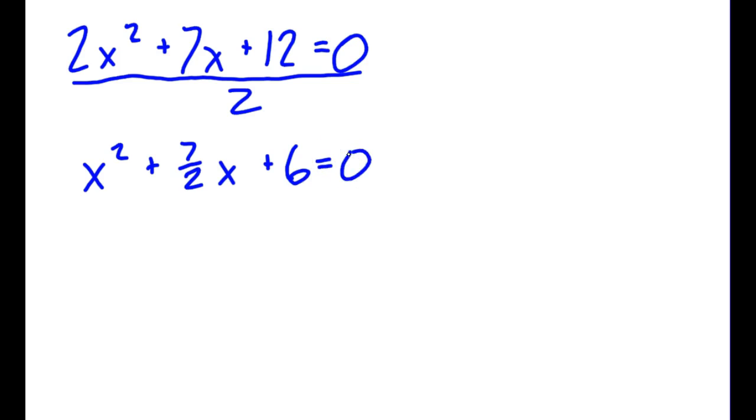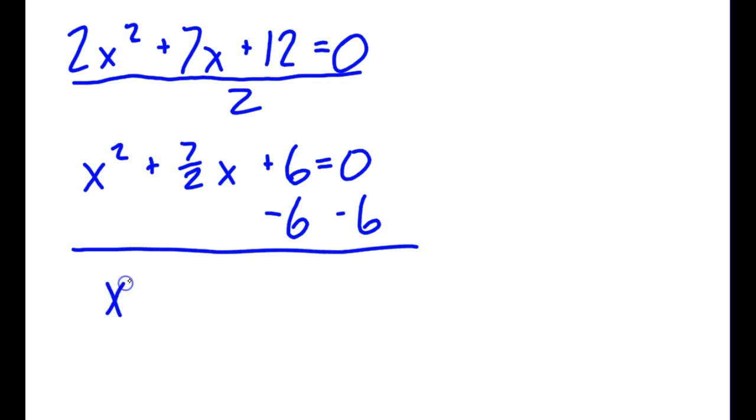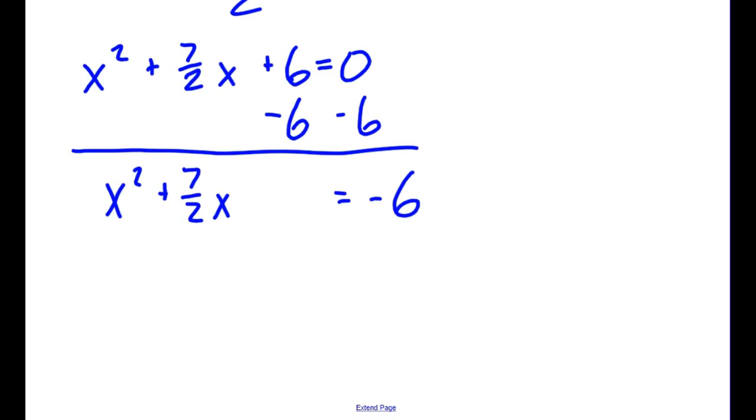Now we have to get the x terms isolated by themselves. So I subtract 6 to the other side. Now we have x squared plus 7 over 2x equal to negative 6. Once we have these x terms isolated by themselves, we can add the b over 2 quantity squared.